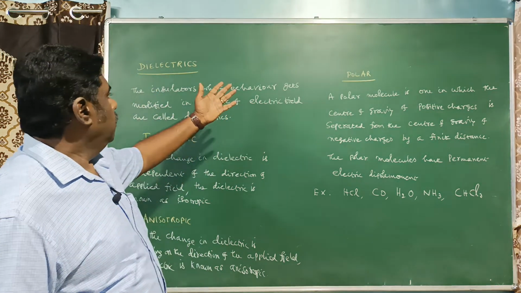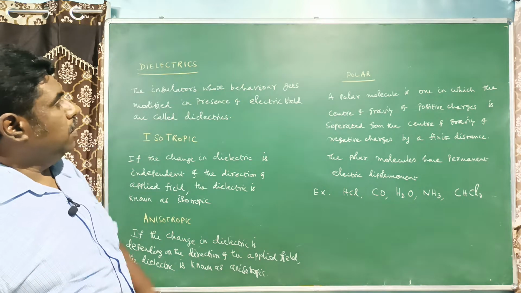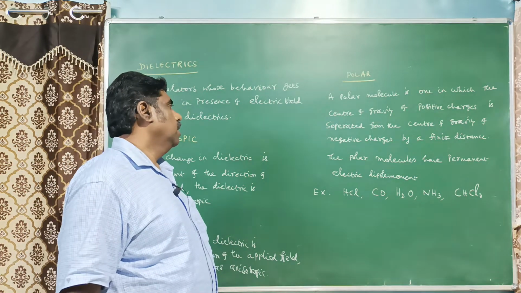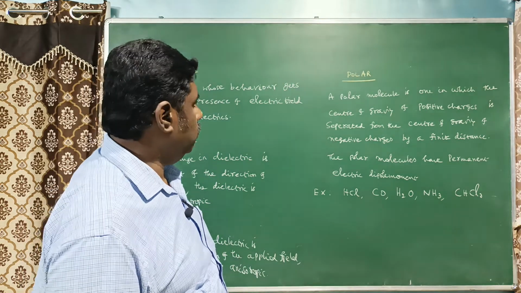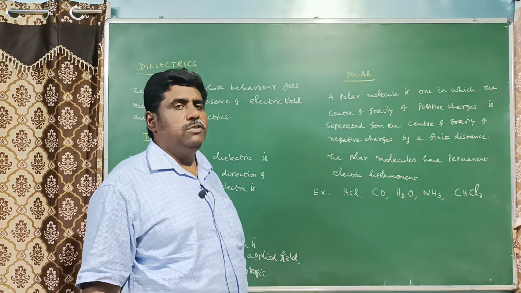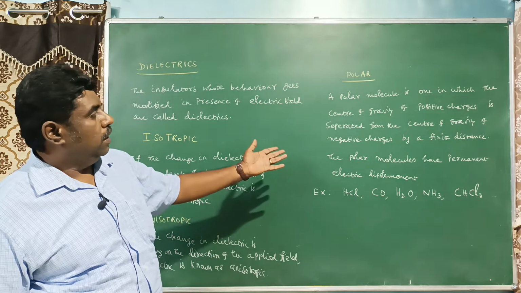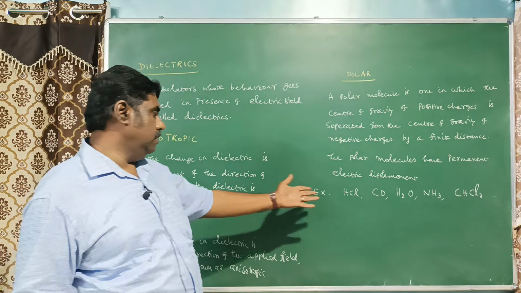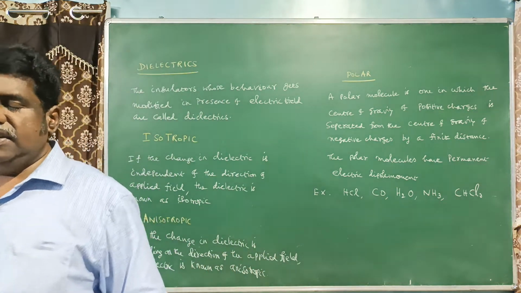Further, we may classify the dielectric material into polar dielectrics and non-polar dielectrics. In the case of polar dielectrics, a polar molecule is one in which the center of gravity of positive charges is separated from the center of gravity of negative charges by a finite distance. So we may point out that polar molecules have a permanent electric dipole moment. These are all examples: HCl, COH2, NH3, CHCl3.